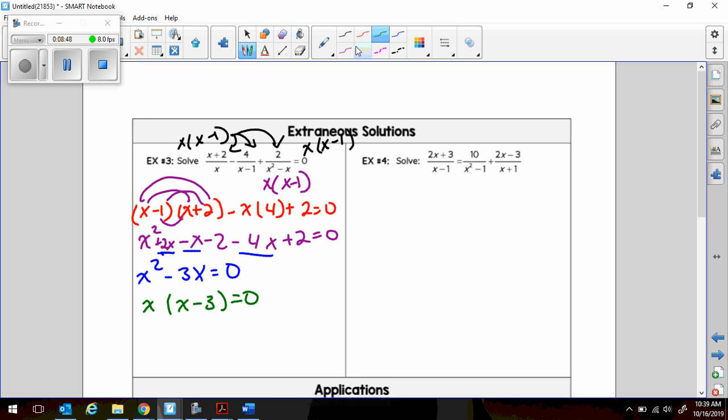And then this time, each one equals 0 again. This is when x equals 0, and x minus 3 equals 0, and this only happens when x is equal to 3. Alright, so these are my two zeros, or solutions.